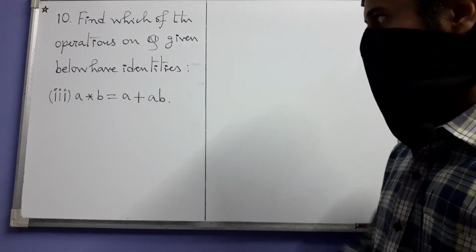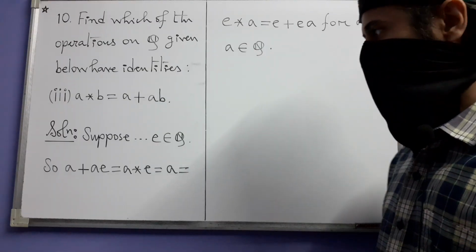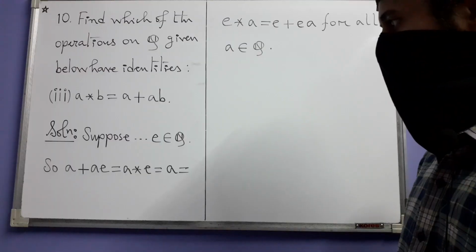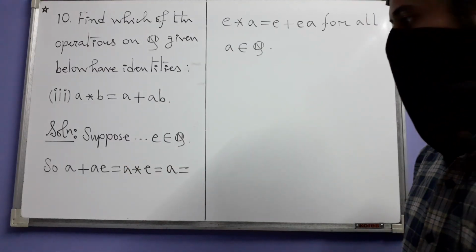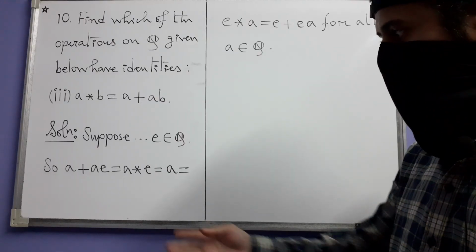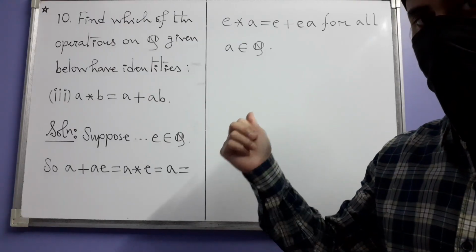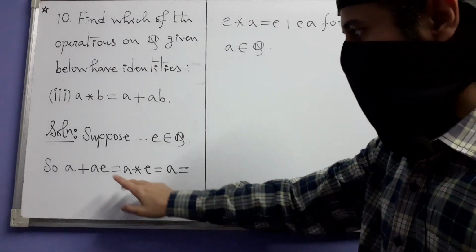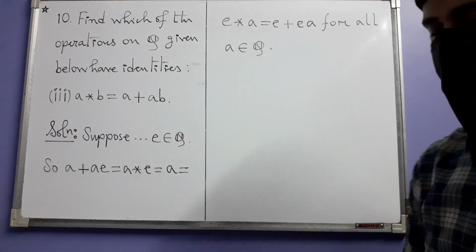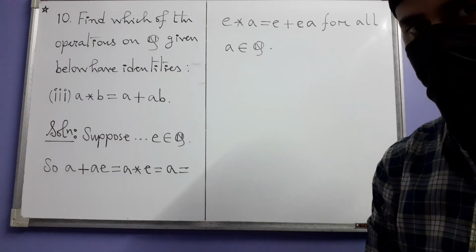Next, part 3, where A star B is A plus AB. Solution: because we are again supposing the exact same thing, I haven't written that. You know what it is. So suppose there is an identity E in Q. So in this case also, A star E and E star A are both equal to A for all rational numbers A. Now A star E is A plus AE and E star A is E plus EA. And you can already guess that here also something will go wrong.